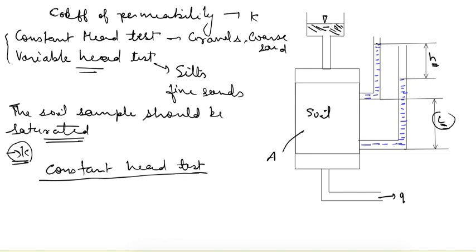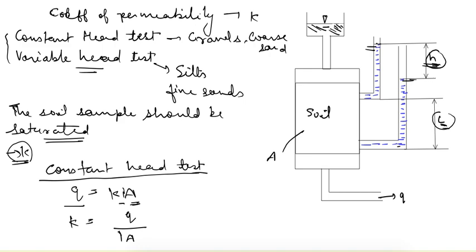I mean that the level of water in this piezometer will attain a particular value, and the level of water in the other piezometer will attain a particular value. So the difference of those values will be constant. From here, using Darcy's law, discharge is equal to KIA. If discharge is constant, hydraulic gradient is constant, and area of cross section is given, we can find out the coefficient of permeability by Q upon IA.